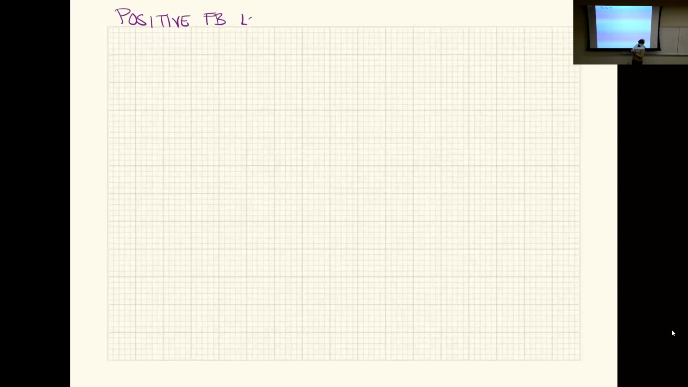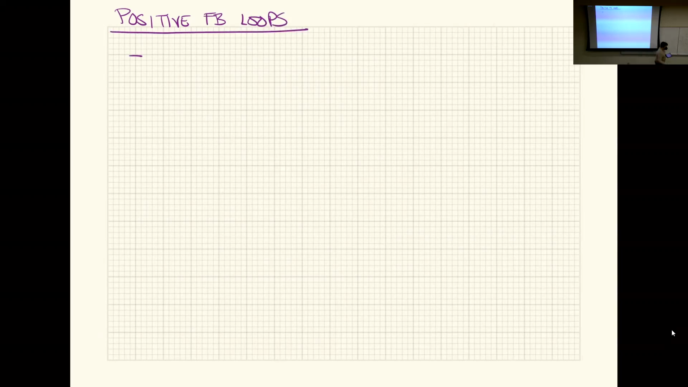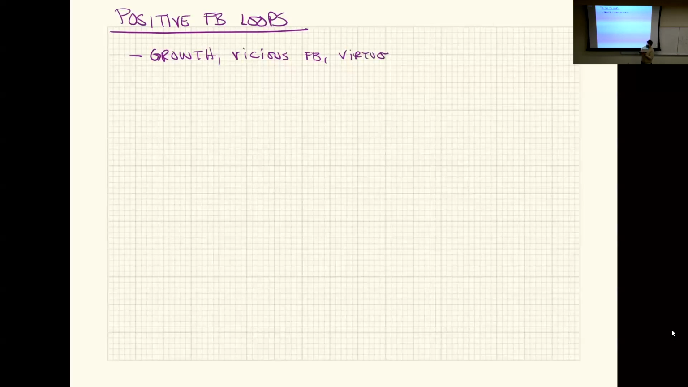So the only other note I want to make about these feedback loops is the other side of things, positive feedback loops. And they have a bunch of names as well. When we talk about positive feedback loops, these are associated with growth. Sometimes we call them vicious feedbacks, but we also call them virtuous feedbacks, depending on context.